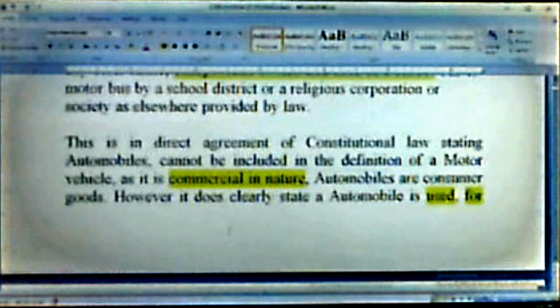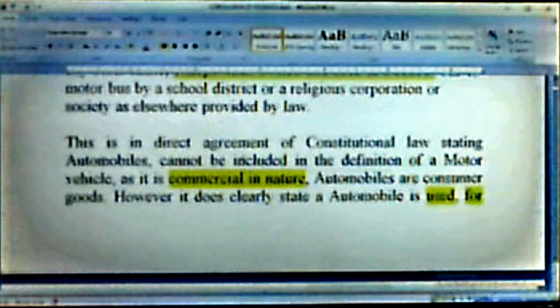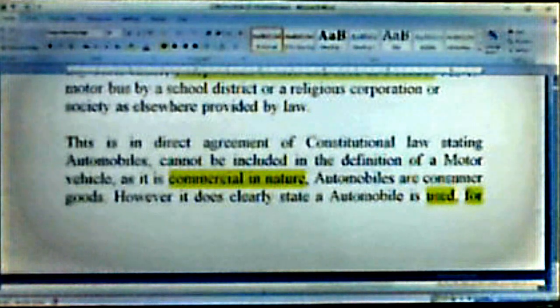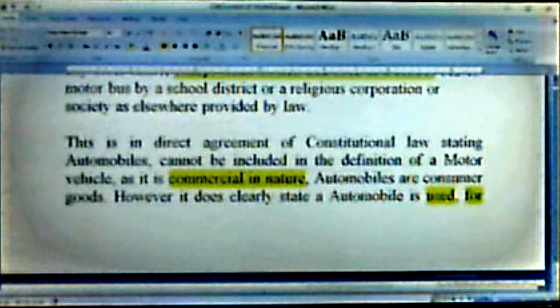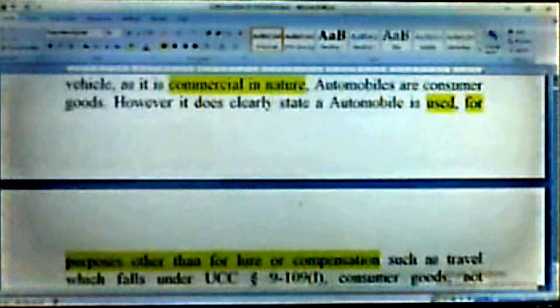And here we can see that this is in direct agreement of the constitutional law stating that automobiles cannot be included in the definition of a motor vehicle as the motor vehicle is commercial in nature. Automobiles are consumer goods. However, it does clearly state an automobile is used for purposes other than for hire or compensation, such as travel, which falls under UCC 9-1091, consumer goods, not equipment, which equals a motor vehicle, which falls under UCC subsection 9-1092. Alright?